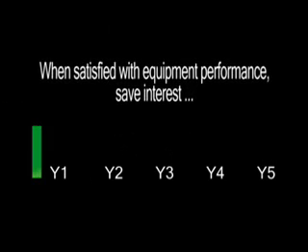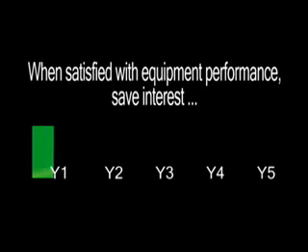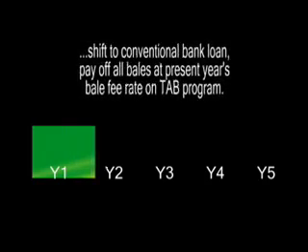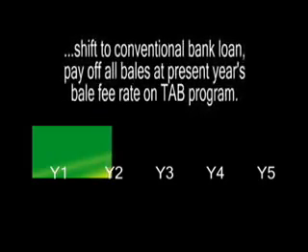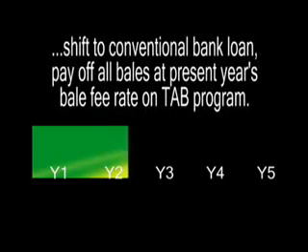I recommend staying on the TAB program until you are fully satisfied with the performance of the Samuel Jackson products you installed, and you don't need the flexibility of the TAB payment program anymore. If and when that time arrives, consider paying off the remaining bales at the present year's bale fee rate and convert your TAB note to a conventional bank loan.